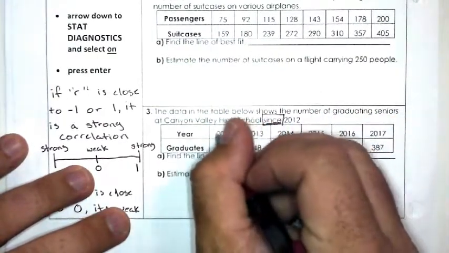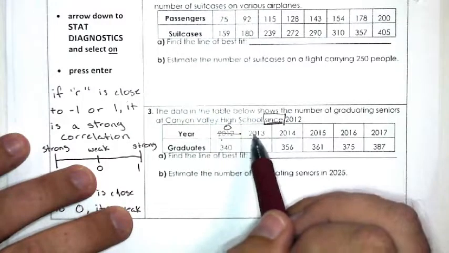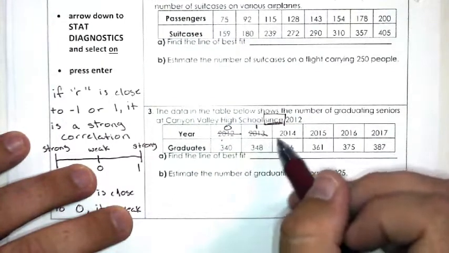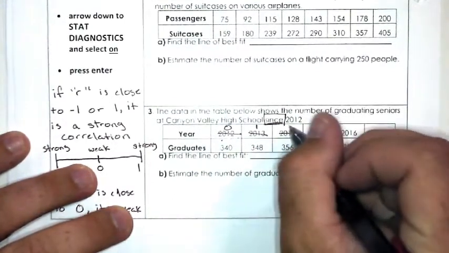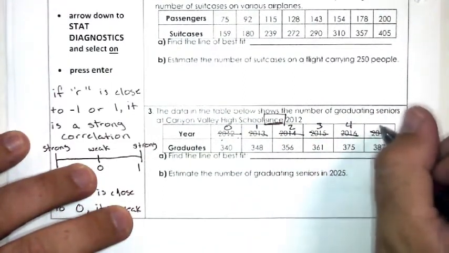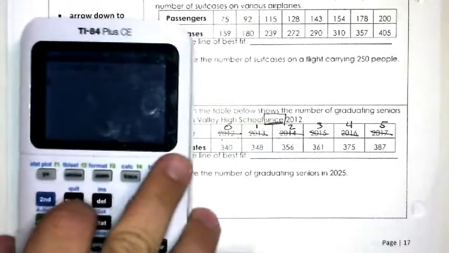Now from 2012 to 2013, how many years passed? 1. From 2012 to 2014, how many years passed? 2. So on and so forth. Because of the word since 2012, that is telling you that year 2012 is your starting value, year 0. And when we type our stuff into the calculator, we will use these numbers, 0, 1, 2, 3, 4, the years that have passed, as our X values. So that's just a little extraness.